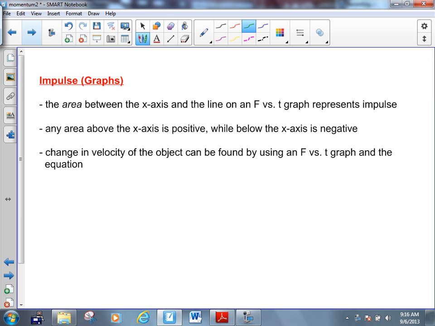All right, the only thing that I want to do today is take a quick look at one type of graph. That type of graph that I want to look at is called an F versus T graph, force versus time.